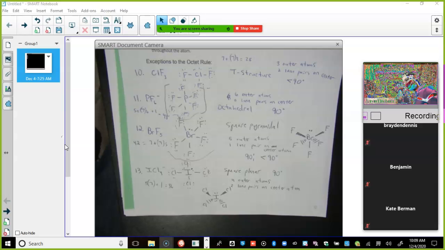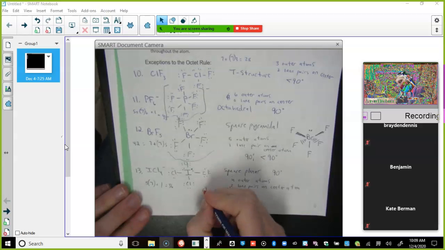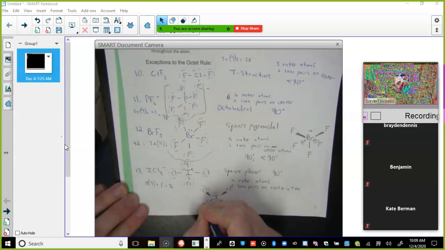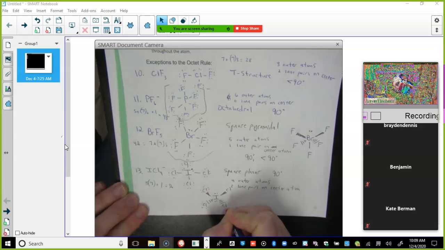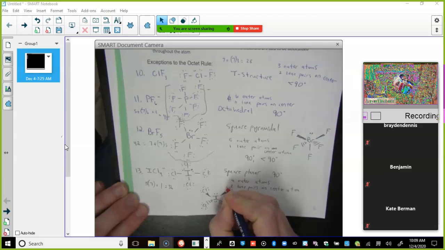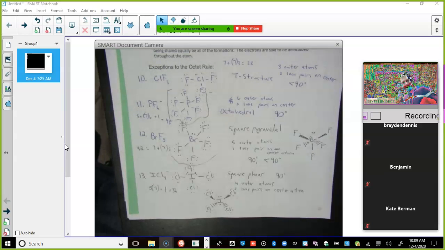Pairs are pushing against each other, creating a flat plane. And then, of course, you do need the dots, as tedious as that is. And we got square planar.